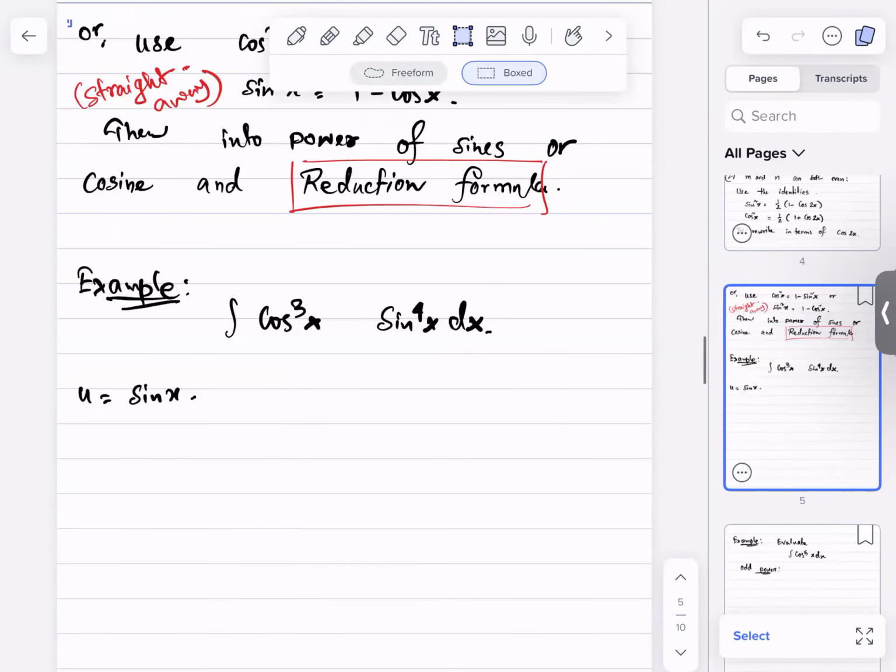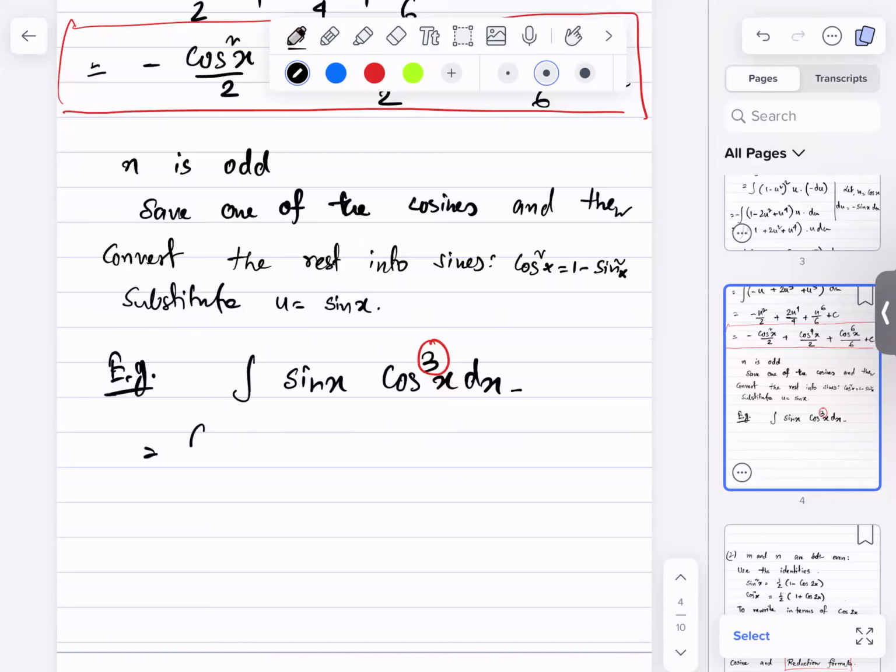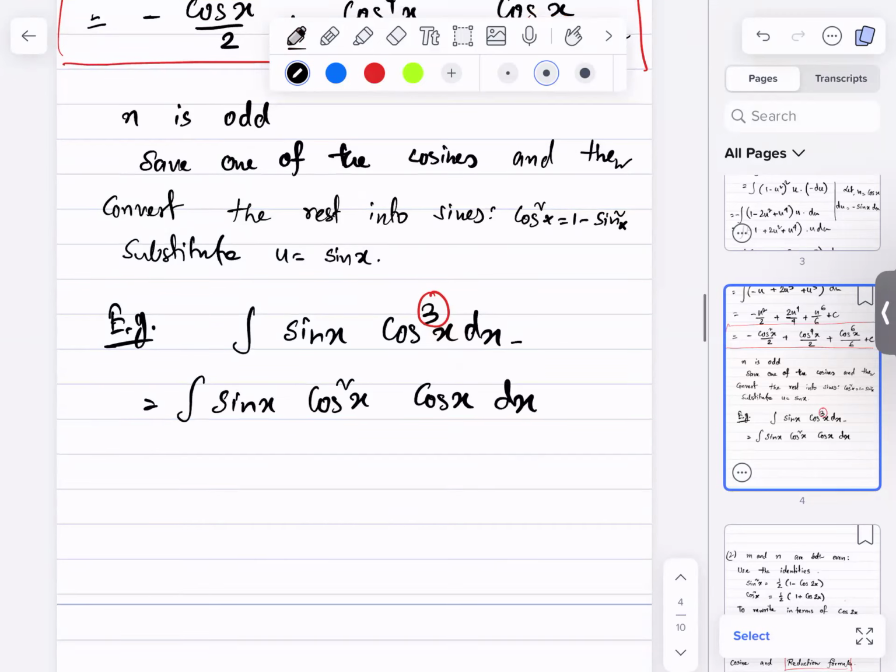It says save one of the cosines. So just like the previous one, I write cosine square x like this and then one more cosine x dx like that. And then convert the rest into sines. So I have cosine square x. I will convert it to sine like this. And one more sine is left behind. Let's write it out.